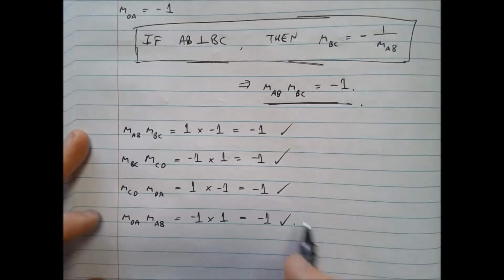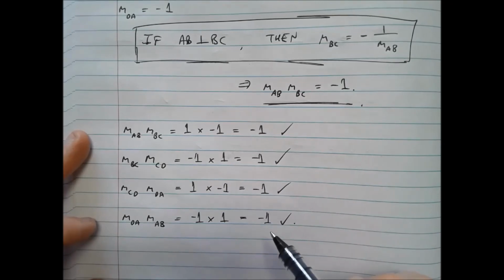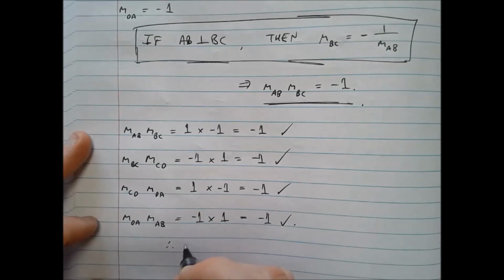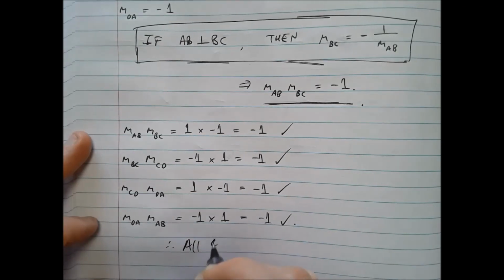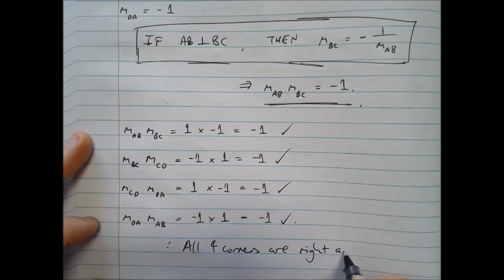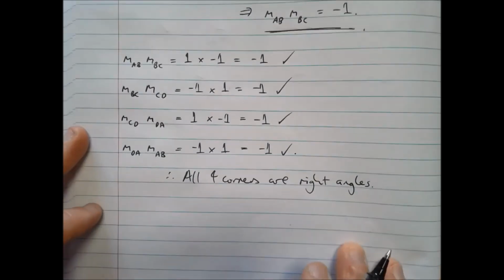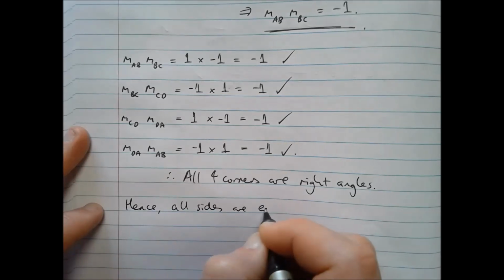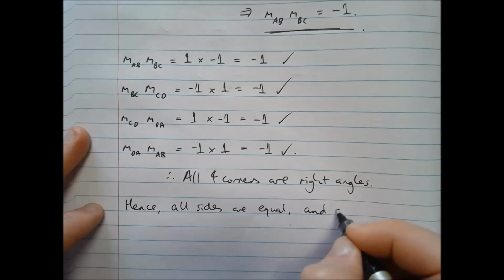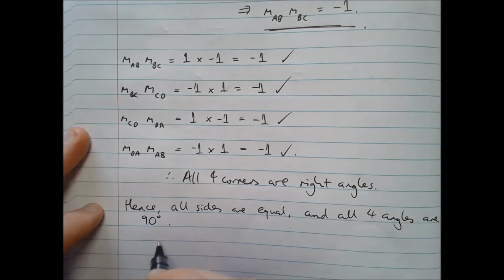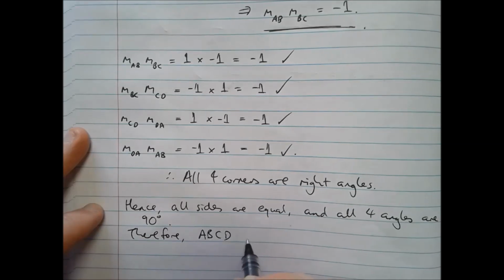So we've proven then that all the neighbouring sides are perpendicular, and therefore all four corners are 90 degrees. Okay, therefore four corners are right angles. So hence all sides are equal and all four angles are 90 degrees. Therefore ABCD is a square.